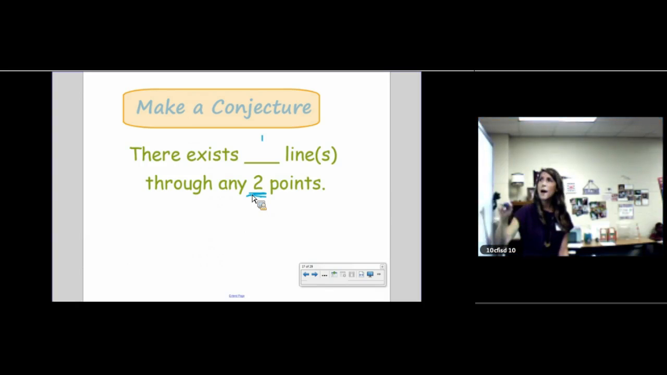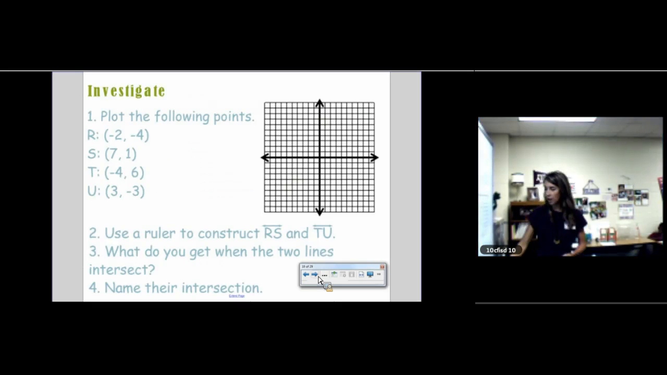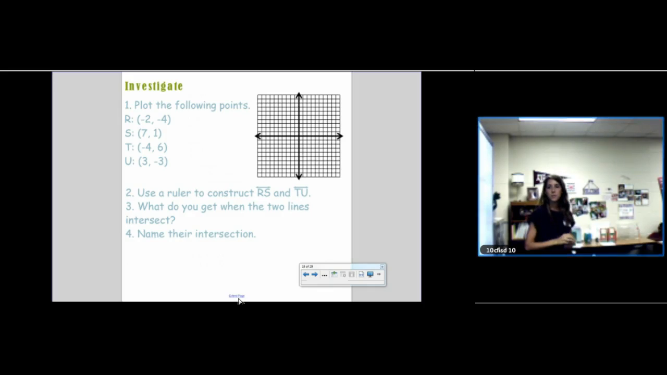So if you have 1 point, you have an infinite number of lines. But if you have 2 points, you only get 1 line out of that. A lot changes when you add another point to the picture. So that's really important. All right. Erase. You have some plotting to do.